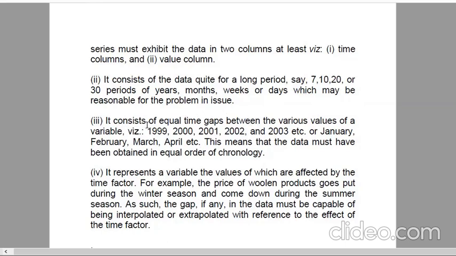Third point, it consists of equal time gaps between the various values of a variable. Example, 1999, 2000, 2001, 2002, and 2003. So you can see that your differences are equal. That means if you have a sequence, your sequence differences are equal here. January, February, March, April, etc. This means that the data must have been obtained in equal order of chronology.